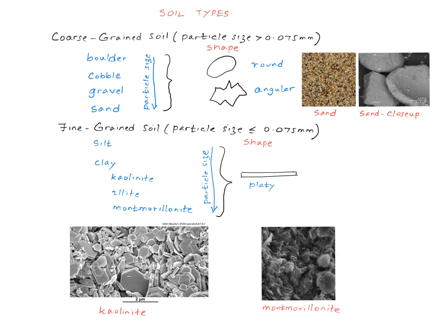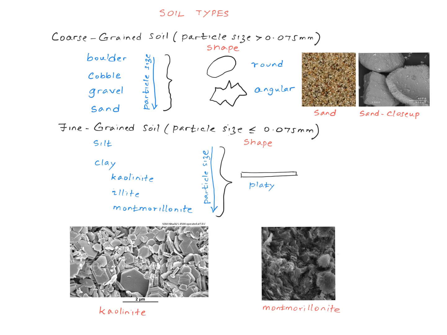The two major classes of fine-grained soil are silts and clays. The clay particles are smaller than the silt particles. The three most common clay minerals are kaolinite, illite, and montmorillonite. The particle size decreases as you go from kaolinite to montmorillonite. The shape of fine-grained soil particles is platy, like this.